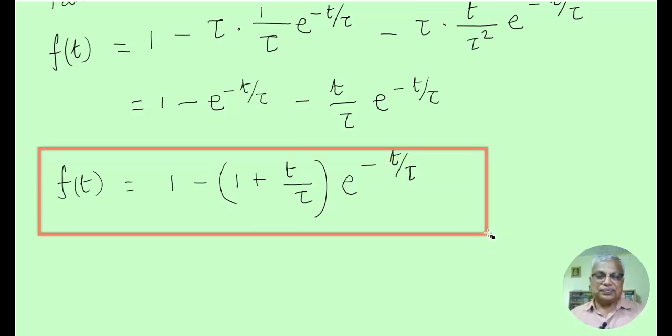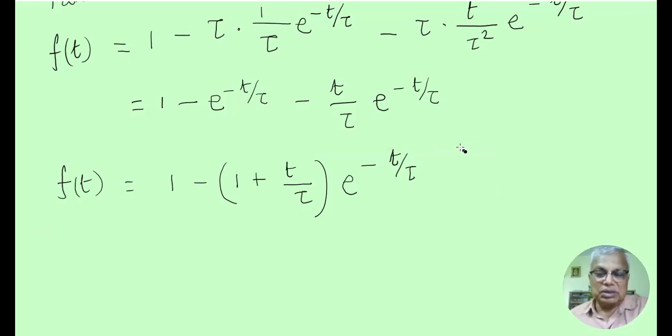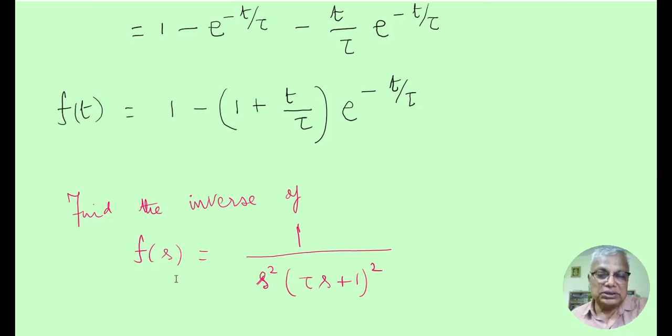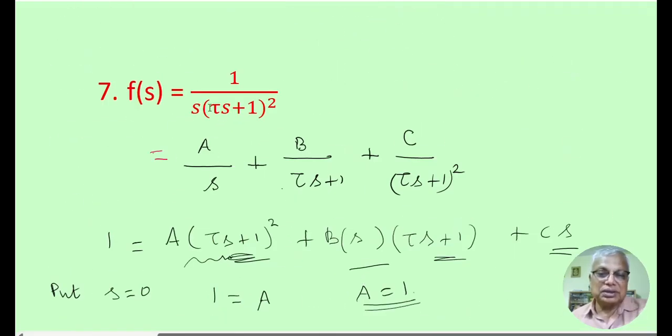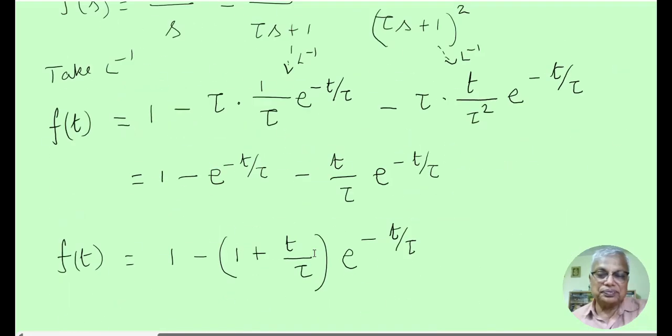So these functions and their inverses will be useful later on in the study of process dynamics. Now I'll give you one more function as an exercise for you to find the inverse. Try to find the inverse of f of s equal to 1 by s square into tau s plus 1 whole square. There is an additional s here, one more s in the denominator.